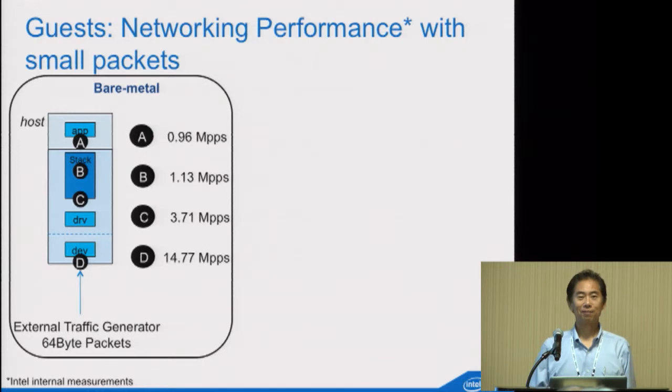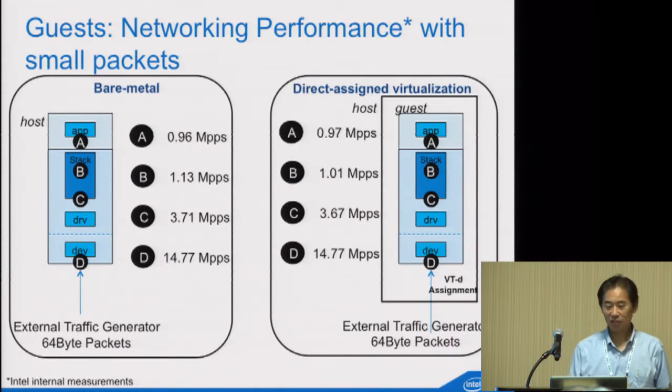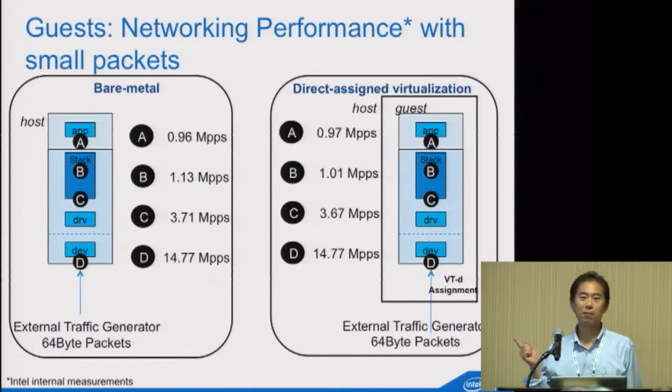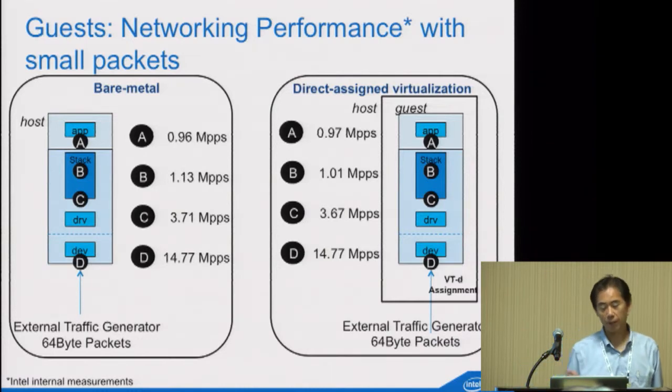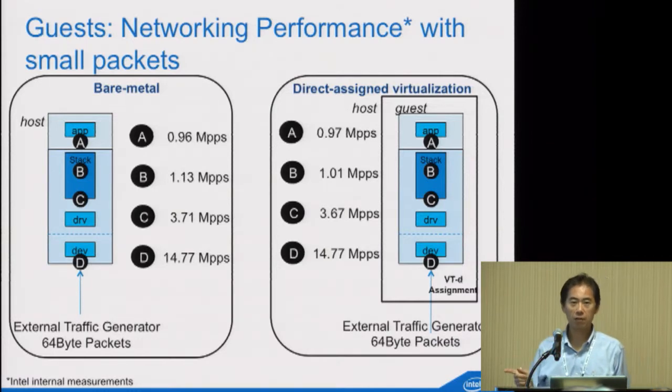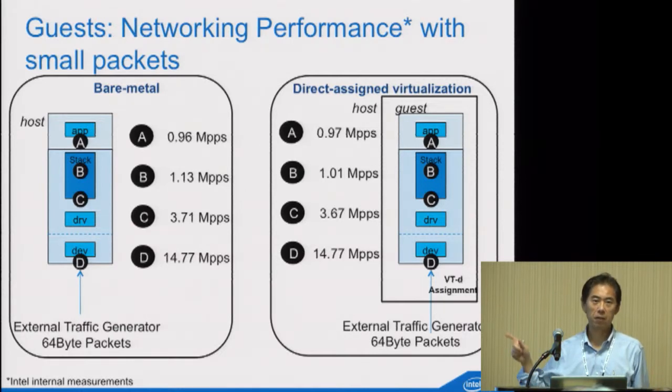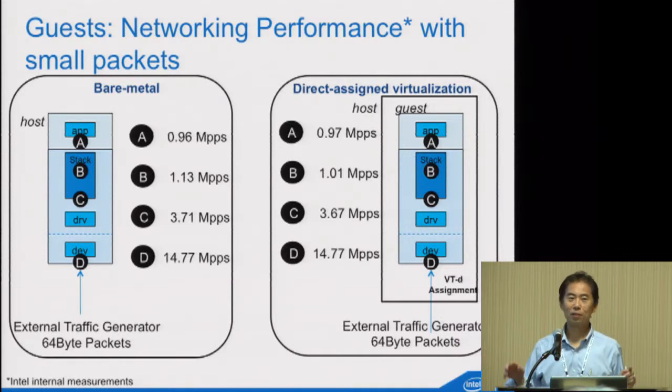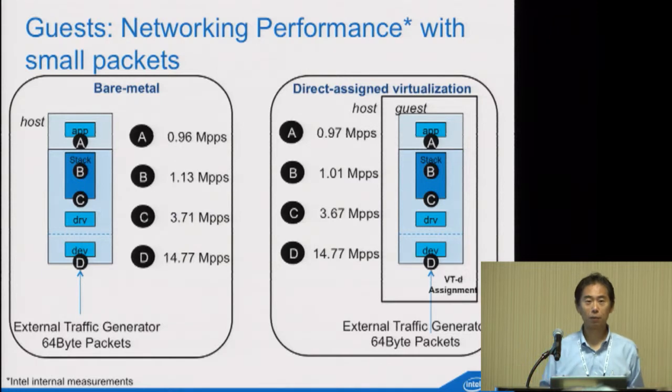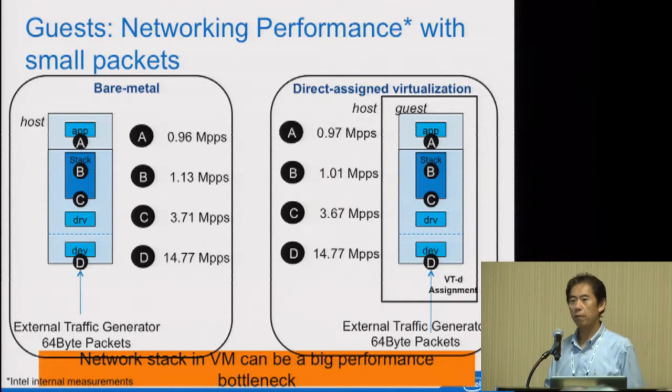I have good news and bad news here. Good news is if we do the same thing in virtualization, okay, that was bare metal. And then this is virtualization with VT-d, direct assign, same guest, basically. Good news is we have basically the same performance. So we don't have a very visible performance regression because of virtualization. That's good news. So what is the bad news? Bad news is we cannot help here. Basically, we need to fix the guest to get the good performance. So the network stack in the VM, this is Linux, can have a big performance bottleneck.